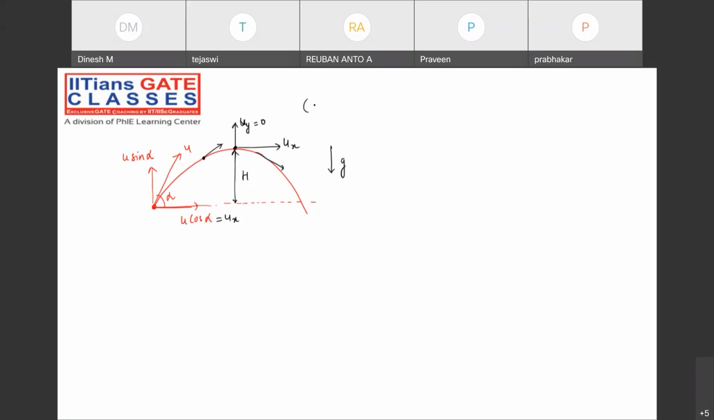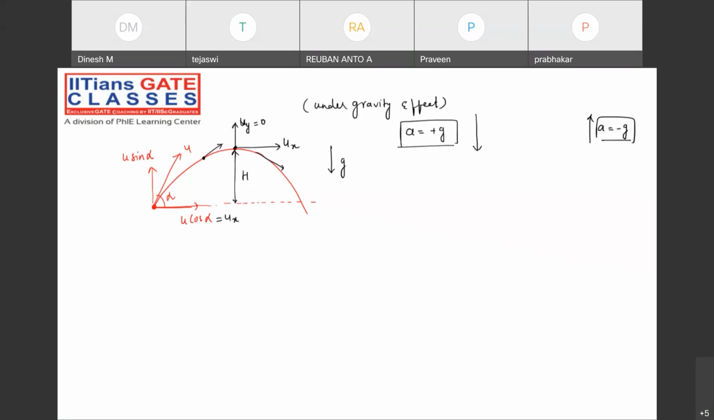Now, it is under the gravity effect. Whenever motion happens under the gravity effect, what about the acceleration? Plus g or minus g? Suppose I take the downward direction, that is plus g. If I take the upward direction, acceleration will be minus g. Yes or no, guys?